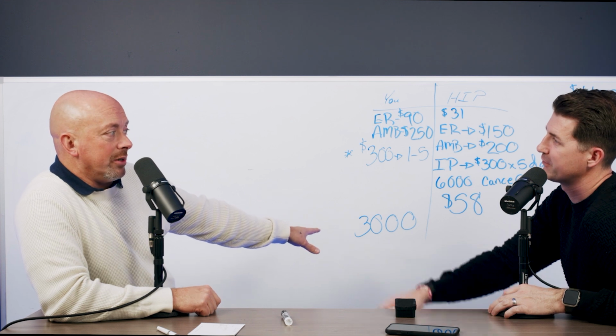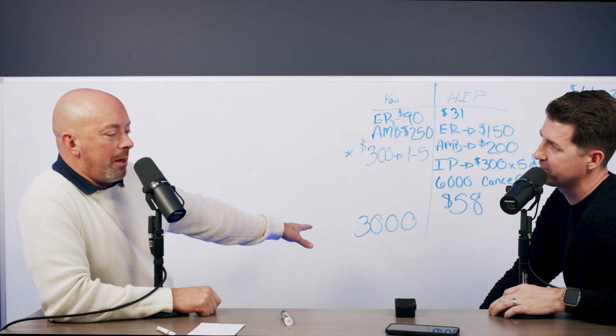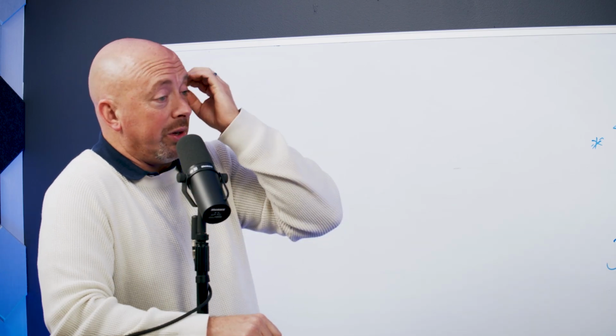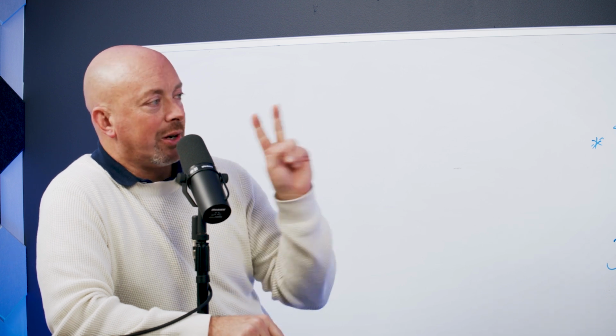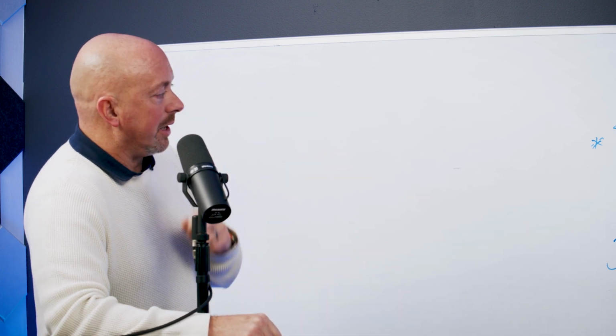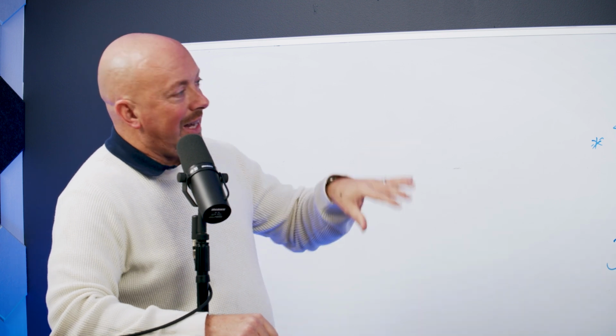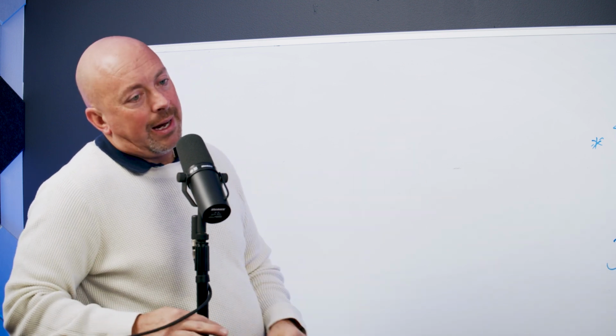Now, why $6,000? Because the odds are with cancer treatment, most cancer treatments are 6 months or more. That means you have a 50-50 chance of hitting your MOOP in 1 year and then running over into next year and hitting that MOOP again. So that way you're covering 2 years of your MOOP. So it's $6,000 there to cover that. That's how we lay out a hospital indemnity plan.